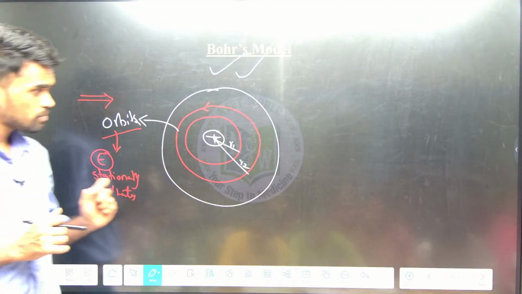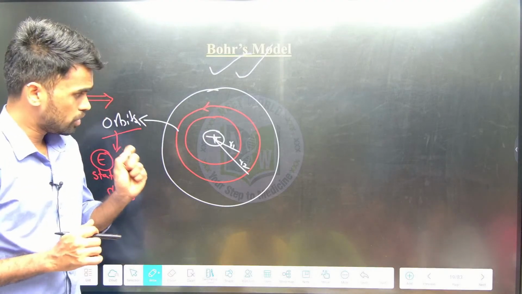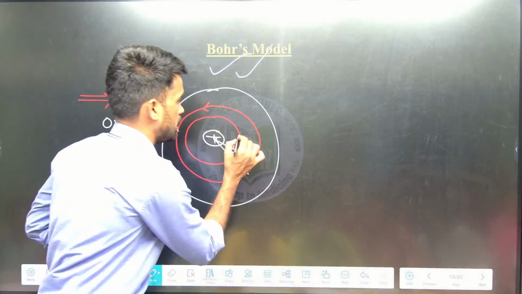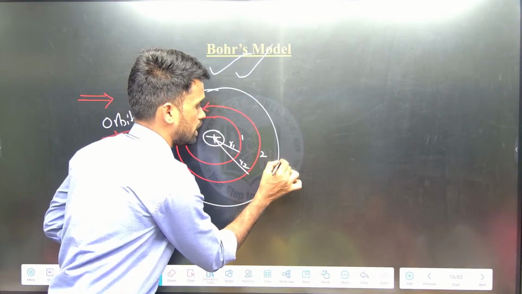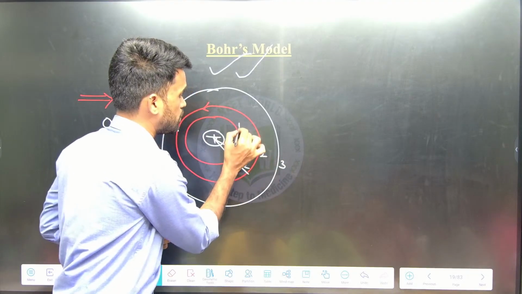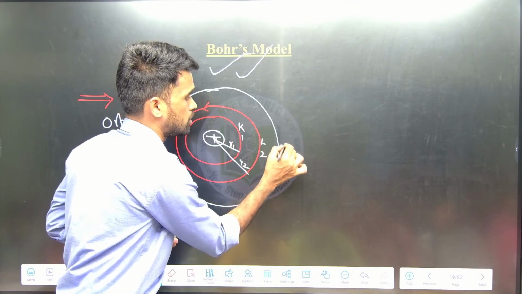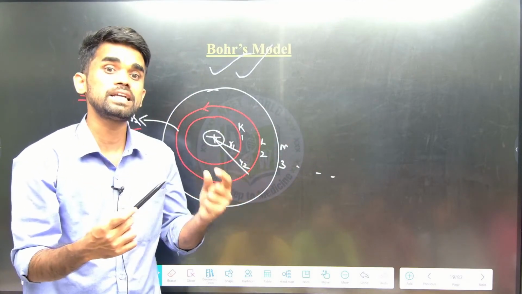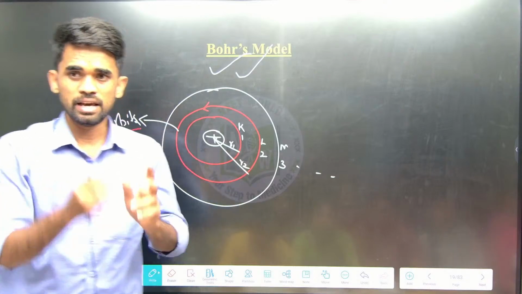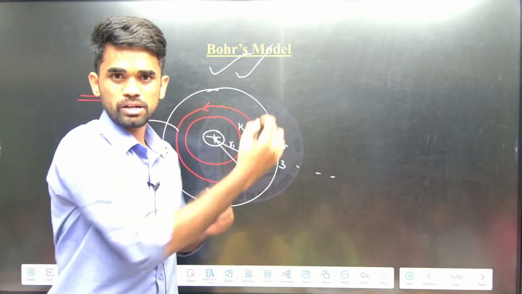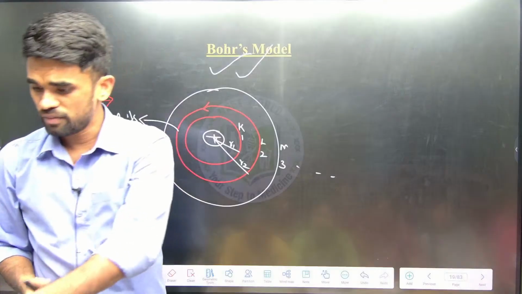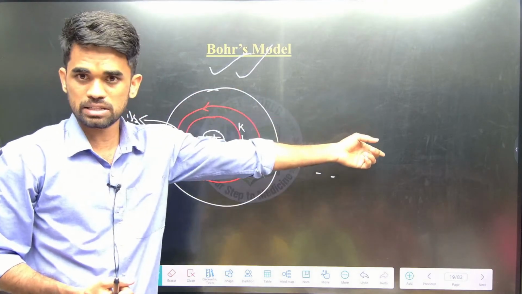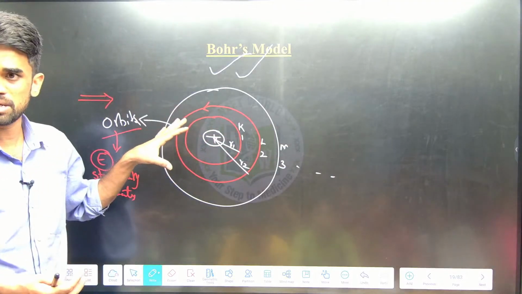Next, these orbits are given numbers like n equals 1, n equals 2, n equals 3, or represented with K, L, M, and so on. Later we called these numbers principal quantum numbers. I don't want to write all the theory points. Are you able to follow me? You already have books, and the same lines will be in the next slide also, but try to understand the concept we are discussing.